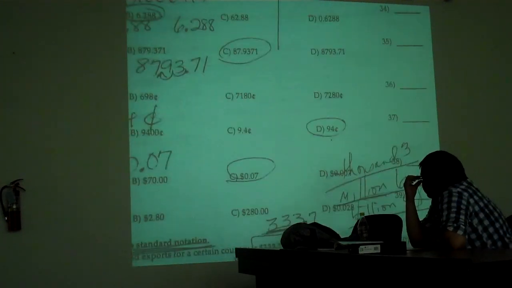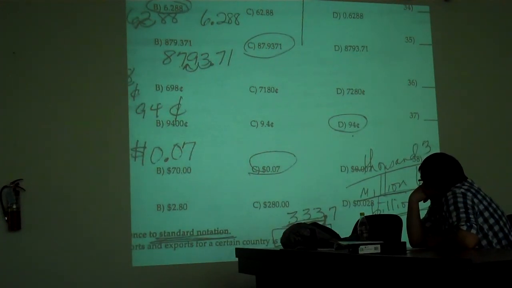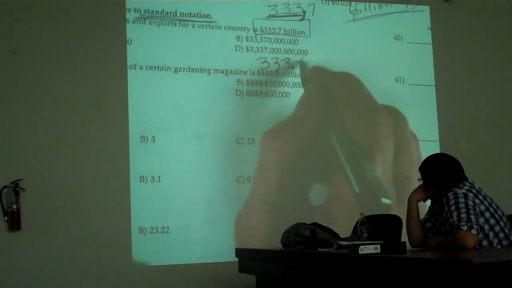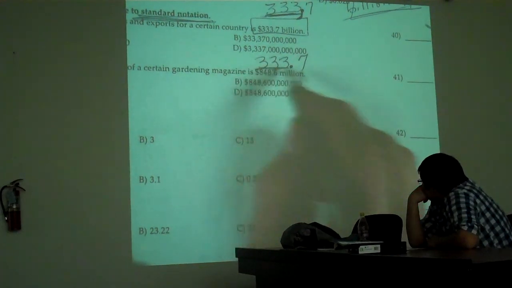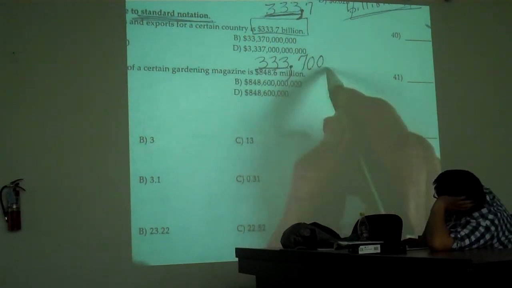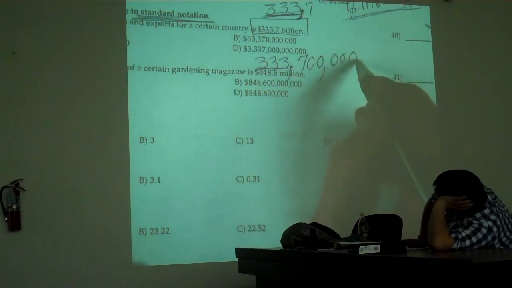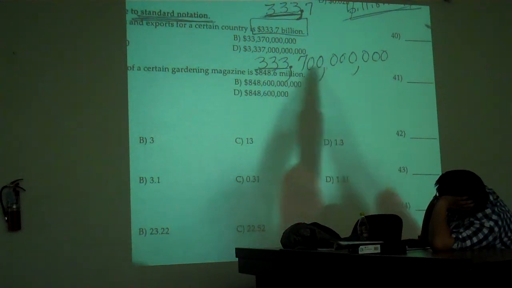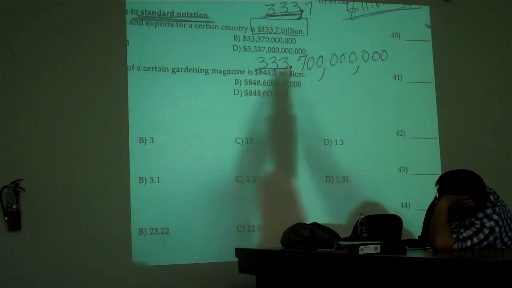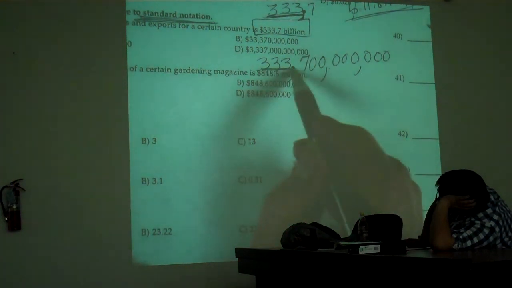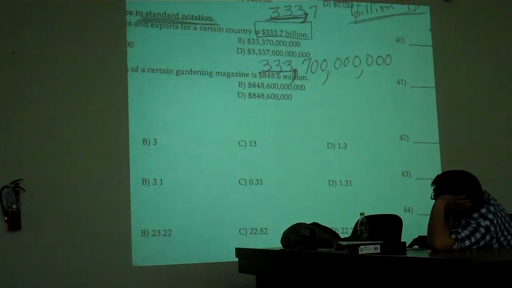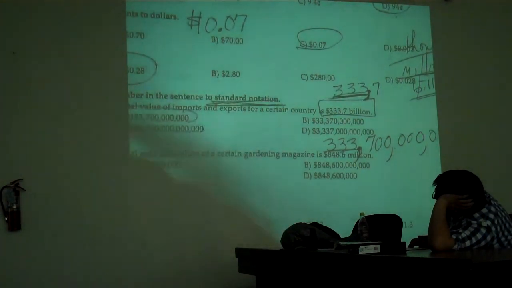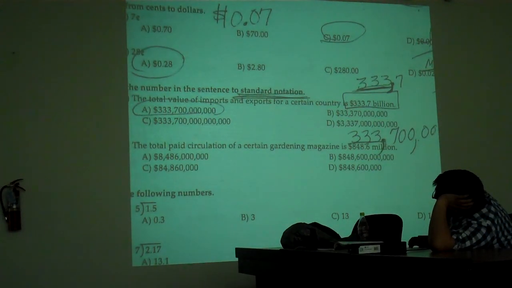From it being here, you're going to have, let me write it where I have more room. 333.7. Okay, this is your full billions. This would be the millions. Here's your thousands, and then your hundreds. So see, you have 3, 6, 9 places after your full billions. So wherever the decimal is, that's where you put a comma. Okay? So that would have been A.